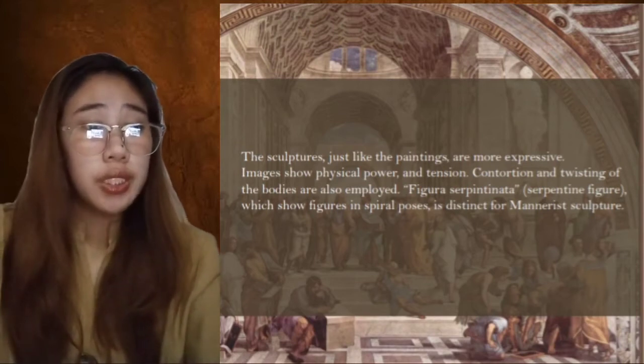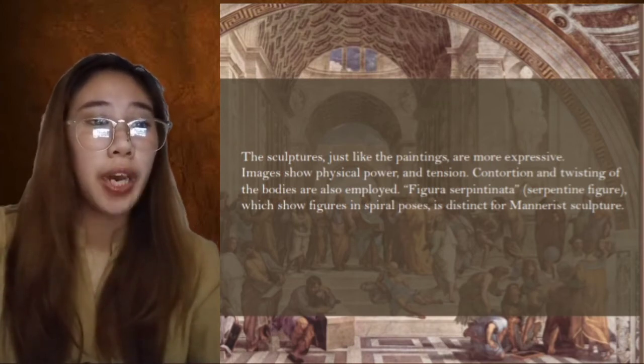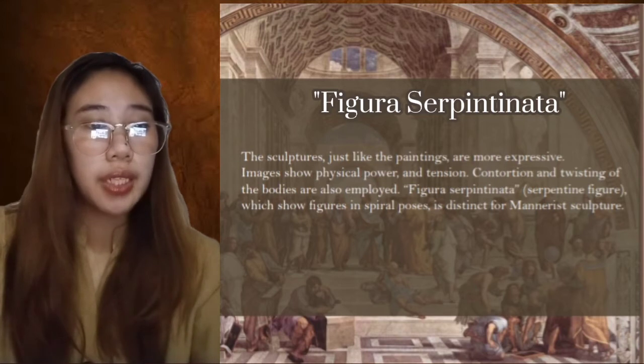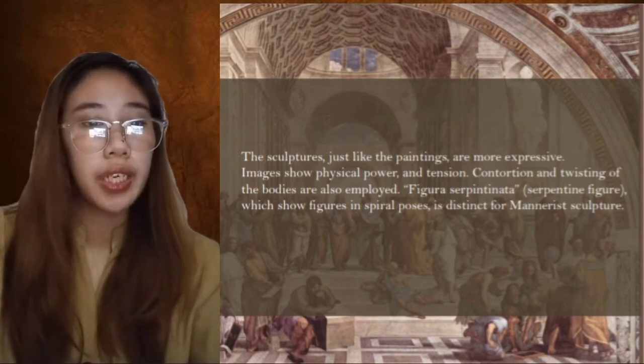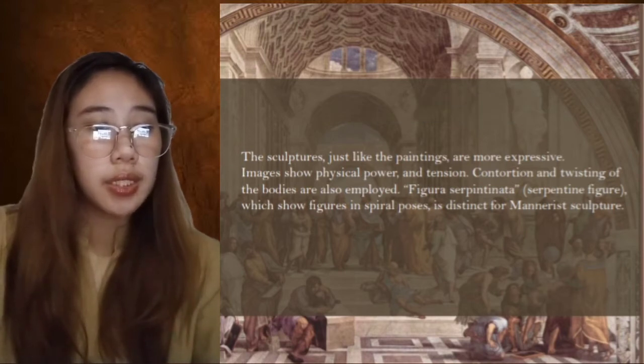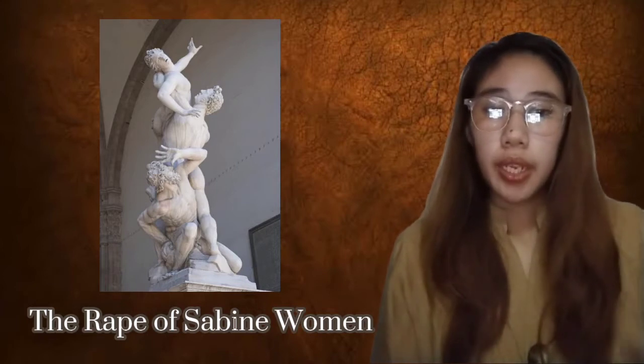Sculptures, just like paintings, are more expressive. Images show physical power and tension. Contortion and twisting of the bodies are also employed. Figura serpentinata, or serpentine figures, which show figures in spiral poses, is distinct for Mannerist sculpture. An example of a sculpture under Mannerism is the Rape of the Sabine Women, made in 1583 by Gian Bologna, also known as Giovanni da Bologna.